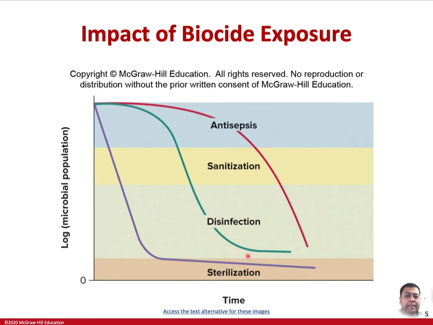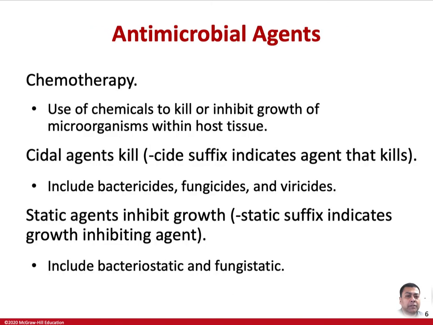The second line is a sigmoidal curve gently sloping through the antisepsis layer and then through the sanitization layer, and then gently sloping and leveling off at the disinfection layer. And the third line you can easily see is a gentle arch which goes through antisepsis, sanitization, disinfection into the level of sterilization. So this basically gives you the effect of biocide exposure on the different types of microorganisms. Then we are looking at chemotherapy, the use of chemicals to kill microorganisms growing within the host tissue, which we already talked about.